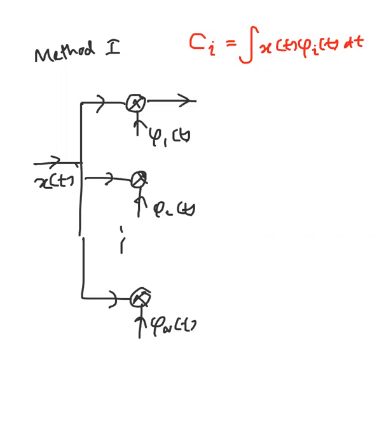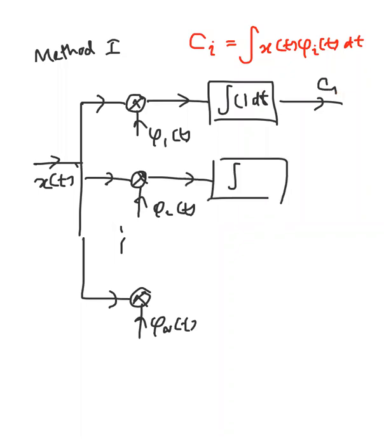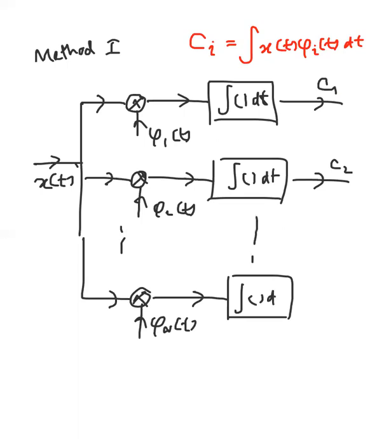Then we can send it through an integrator, right? So from this we get C1, and if I send this through an integrator, this is C2. This is Cn, right? So this is one method. So here the thing is that we need n number of multipliers and n number of integrators, right?